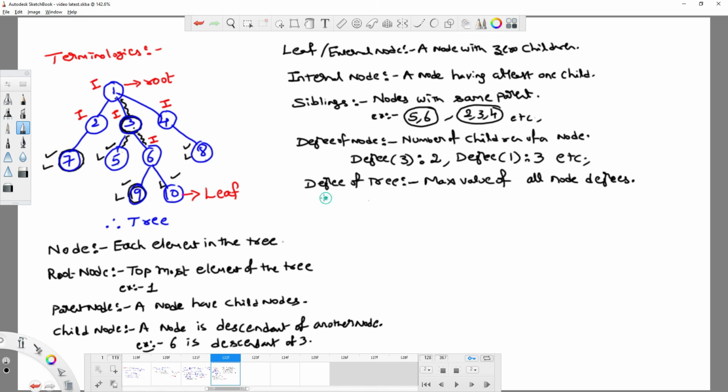And if you observe the next terminology, edge. What is an edge?